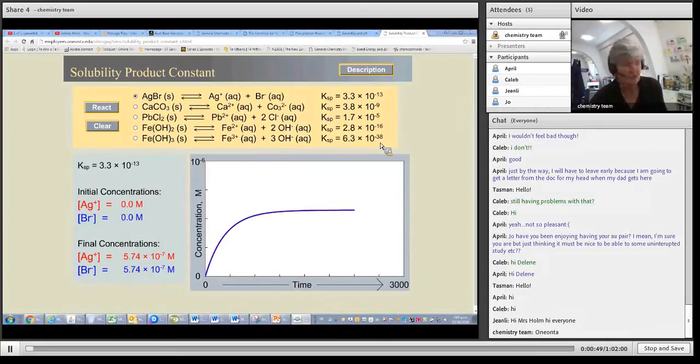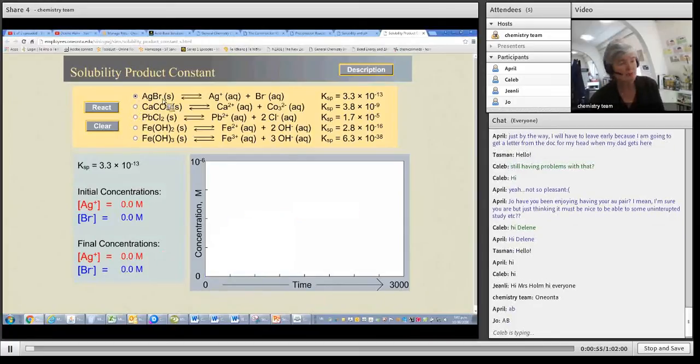So if I, for instance, choose, let me just clear it, if I choose silver bromide, now what sort of salt is that? An AB, an A2B, or an AB2? An AB, right. And it's got quite a small constant of 10 to the minus 13.